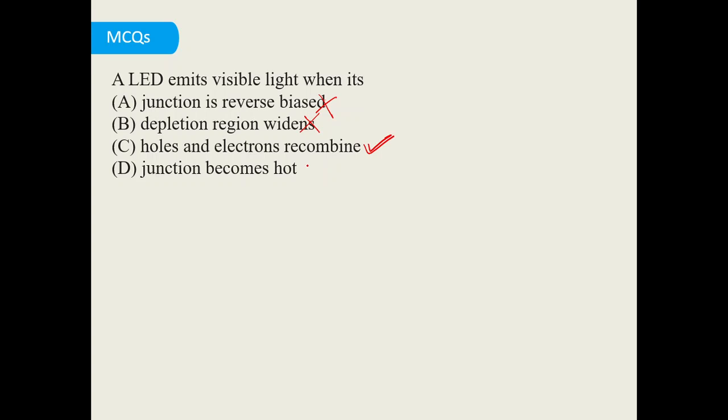Whenever the holes and electrons recombine in the depletion region, that results in light from the depletion region, and that is how infrared light or visible light comes out of the light emitting diode. Junction becomes hot, so this is not the answer. The light will not be emitted just because the junction of the LED is getting hot. Holes and electrons recombine in the depletion region, and this is the reason why we observe light from the LED. A photon is generated from the depletion region of the light emitting diode.